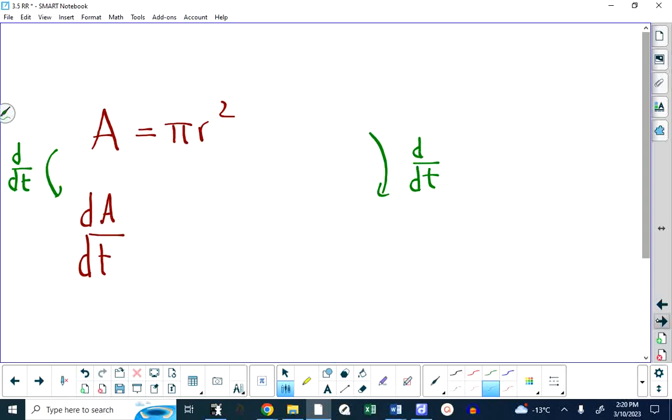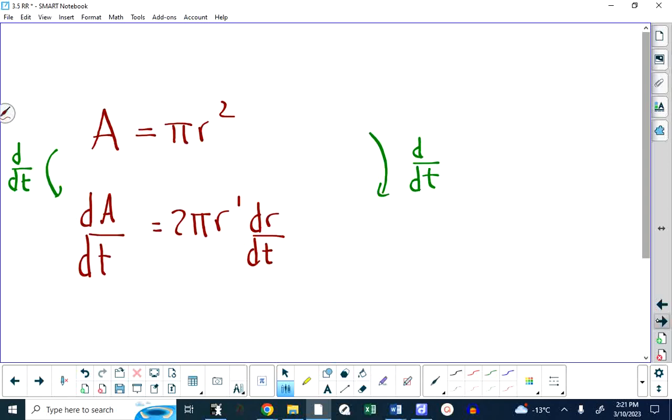Will? 2 pi r dr/dt. Excellent. I wrap the exponent around the variable. This becomes 2 pi r, but we're not differentiating with respect to r. It's to the 1. That goes unsaid most of the time. We're not differentiating with respect to r. If we were, then the derivative of pi r squared with respect to r would be 2 pi r. We're differentiating with respect to t, and since r depends on t, we have to multiply by the derivative of r with respect to t. It's implicit differentiation everywhere.